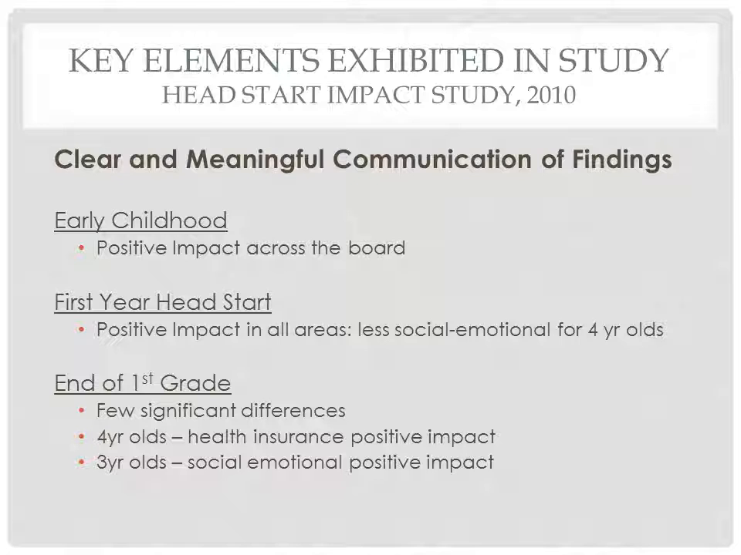After the first year of Head Start, for the 3 and 4-year-olds, there were positive correlations between the Head Start group in all of the 4 areas other than one, the exception being that in the 4-year-old group, in the social-emotional arena, there showed no significant difference from the control group. By the end of first grade, however, there were few significant differences found between the Head Start group and the control group. The ones found with positive impact were a couple, basically among the 4-year-olds regarding health insurance, and then the most significant finding was that among the 3-year-old group, there was a positive impact in the social-emotional outcomes.